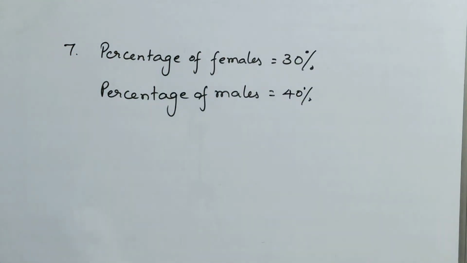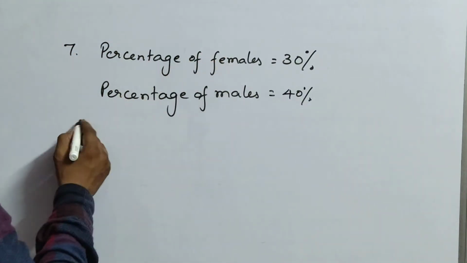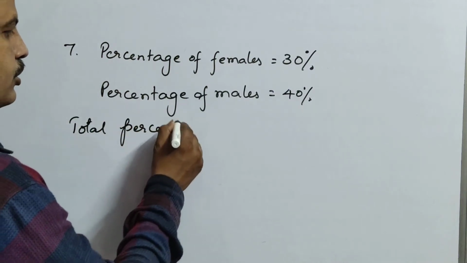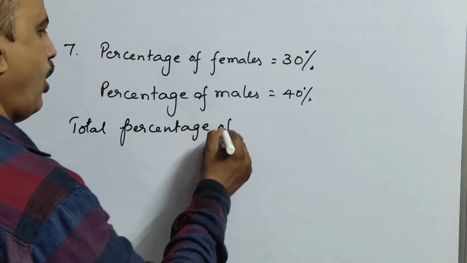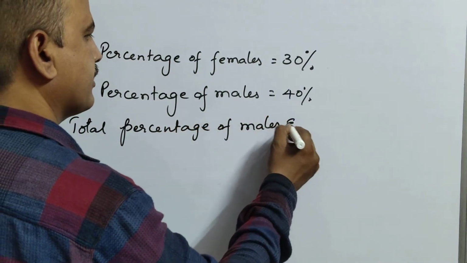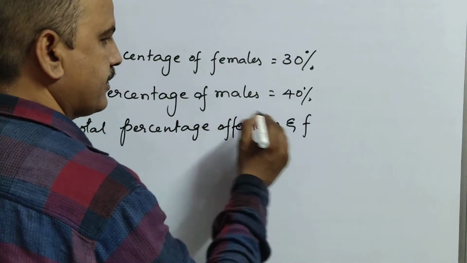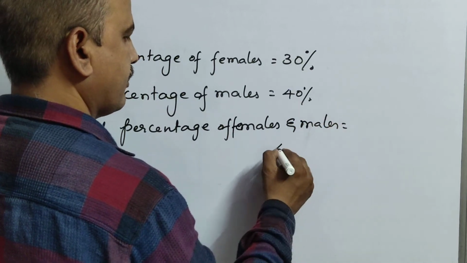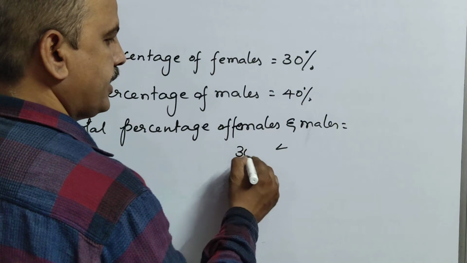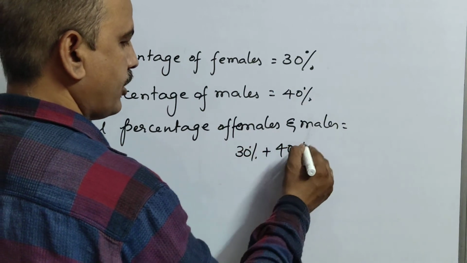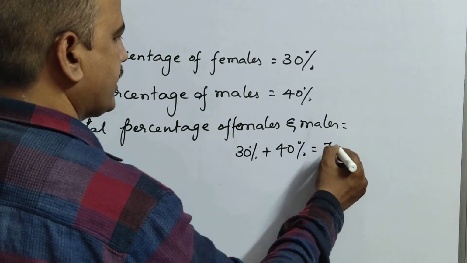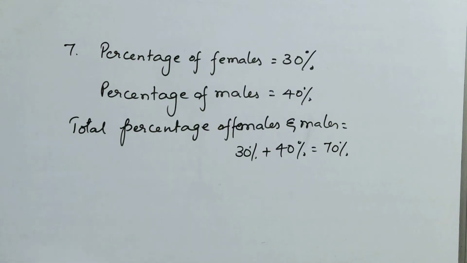Now what is the total percentage of females and males? That is 30% plus 40%, which is nothing but 70%. That means females and males together are 70%.